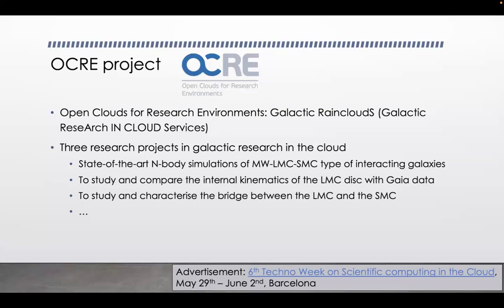With these simulations, what we would like to do is the same as we do with the data: study the internal kinematics, study the Gaia biases, study the interaction between the SMC and the LMC. So there are many things that we can do with these simulations.